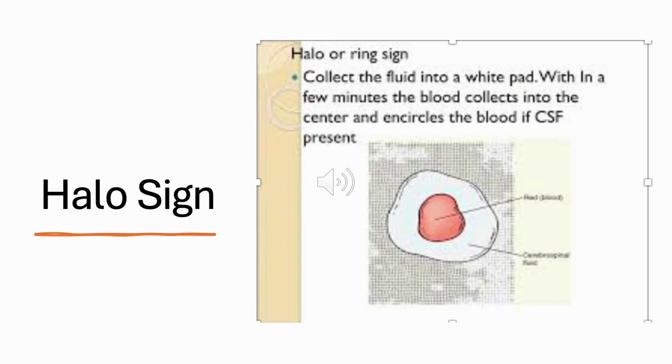Another thing you can do is a glucose dipstick to see if there's glucose in it, because your mucus doesn't have glucose, but your cerebral spinal fluid most definitely does. Now the preferred method is always going to be halo sign first, but I'm just telling you the other option is testing it for glucose.